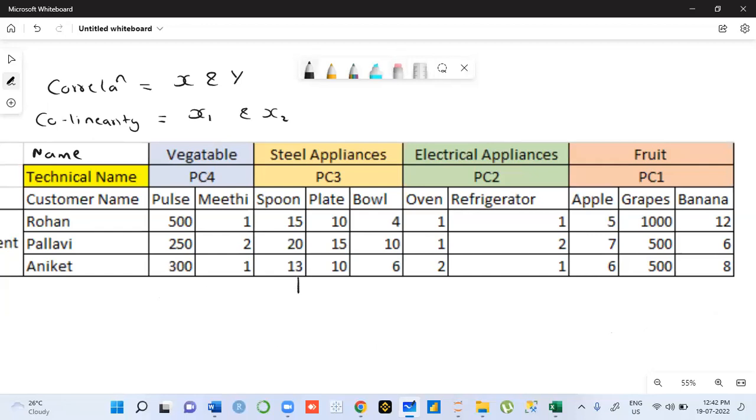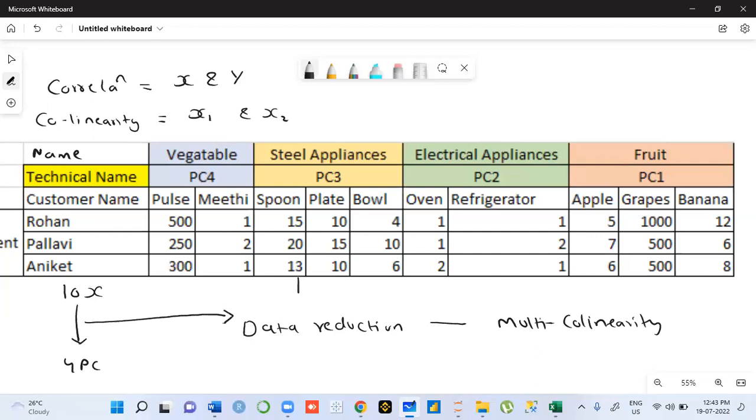Okay. So PCA is used for two things. It is used for data reduction, and second, also used to control multicollinearity. Data reduction means here we have 10 X, and we make how many groups? 4 PCs. So can I say from 10 we get 4 columns? And these 4 columns, guys, have to be independent. If these 4 columns are independent, can I say I control multicollinearity? Concept clear? Any question till now, please ask.